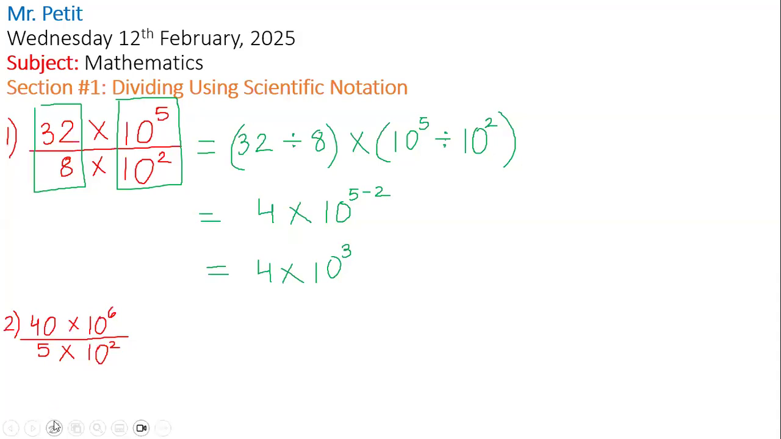So what are we gonna do here? What's the first thing we're gonna do? We're going to group them, right? What are we gonna group? We're gonna group the 40 and the 5, 40 divided by 5. Very good. And we're gonna group the 10 to the 6th power divided by 10 squared. So it's going to be equal to 40 divided by 5.